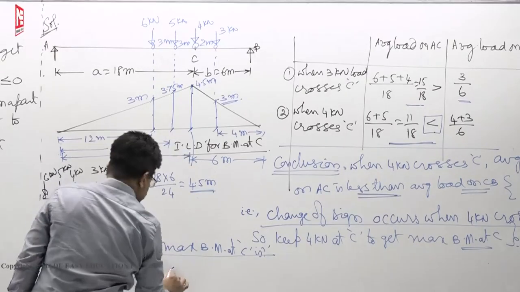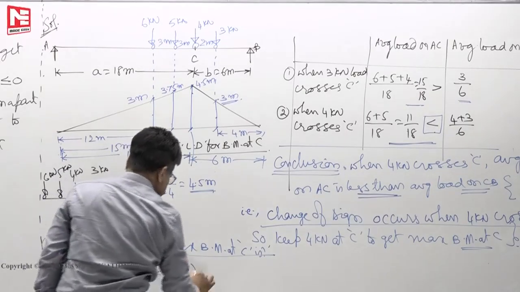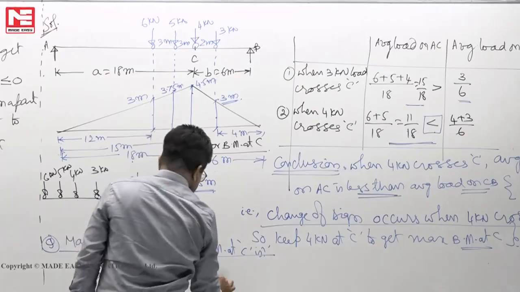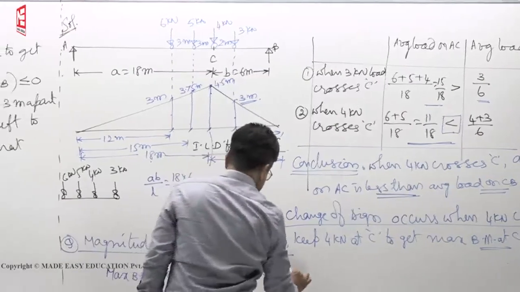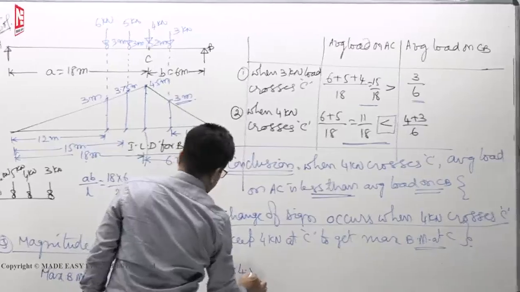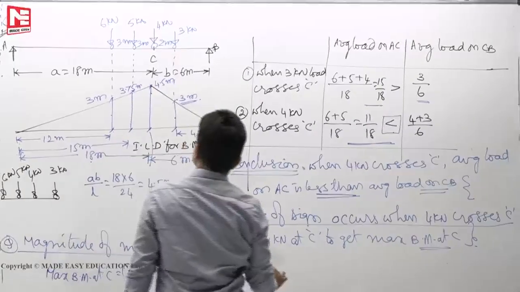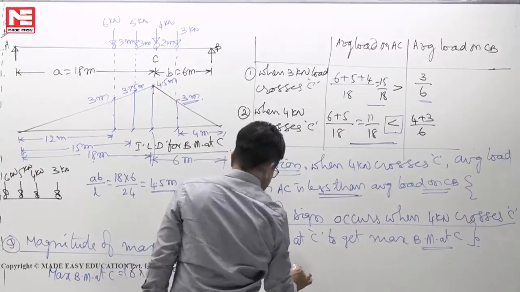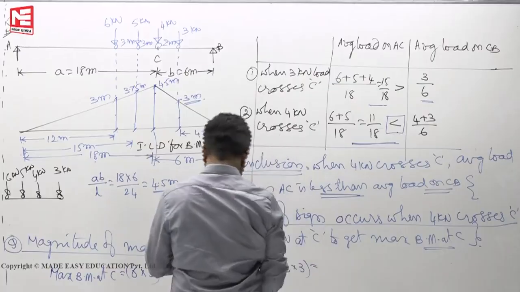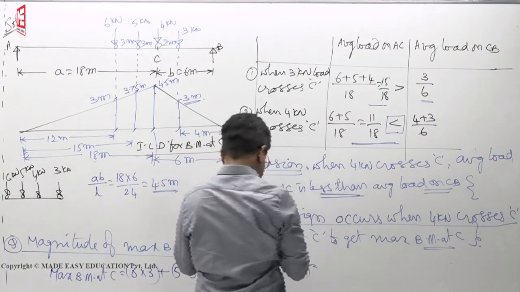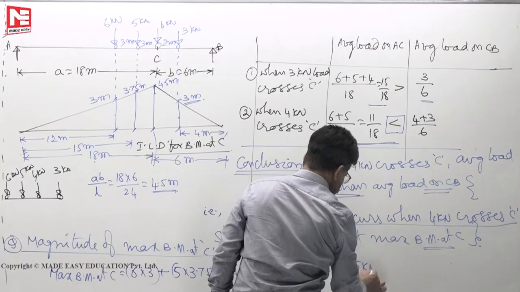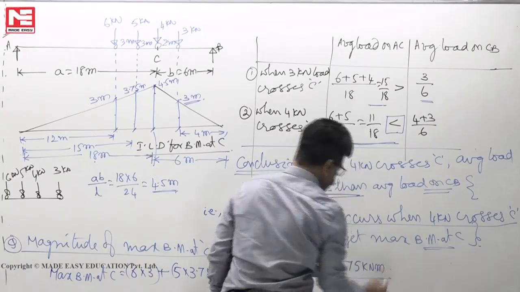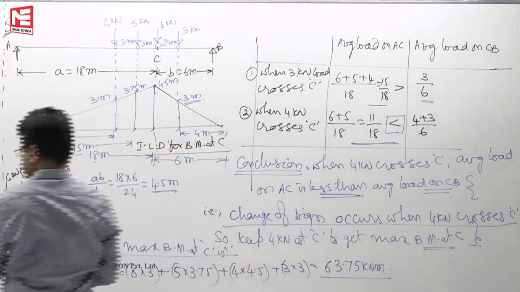Now, 6 into 3 plus 5 into 3.75 plus 4 into 4.5 plus 3 into 3. So, this is the maximum bending moment. You will get 63.75 kilonewton meter.